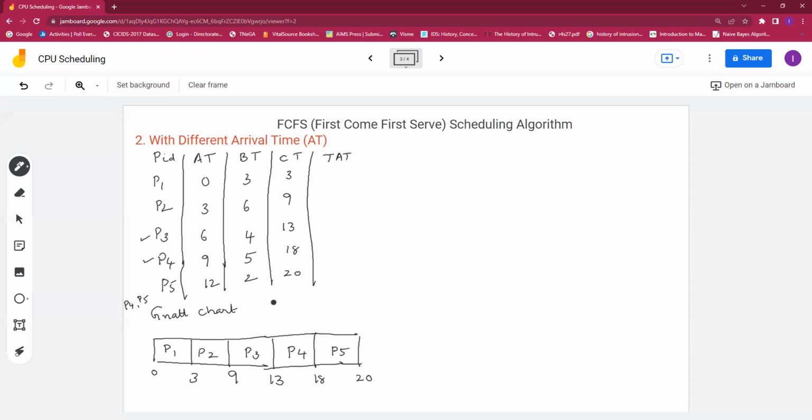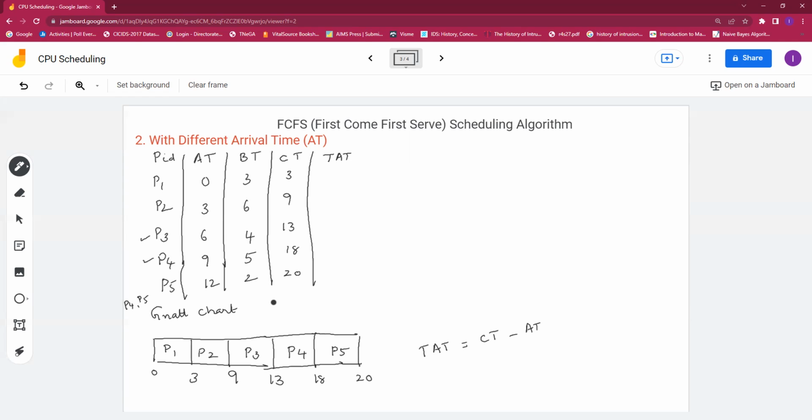As you know, in the previous video we saw how to find the turnaround time. We can't directly go and find out the turnaround time, so for that we have a simple formula. Turnaround time is equal to completion time minus the arrival time. Already in this table we have the completion time and arrival time, so just subtract these two and you'll get the turnaround time.